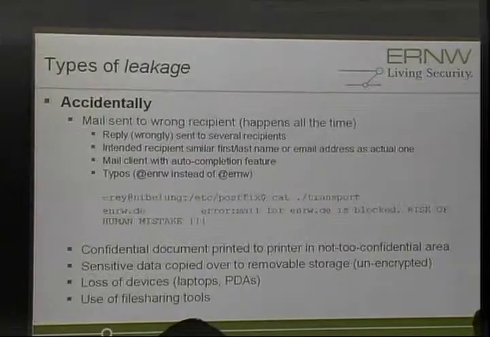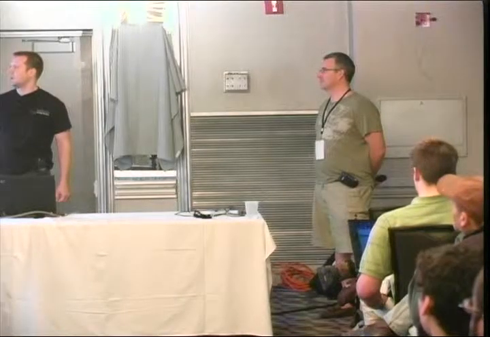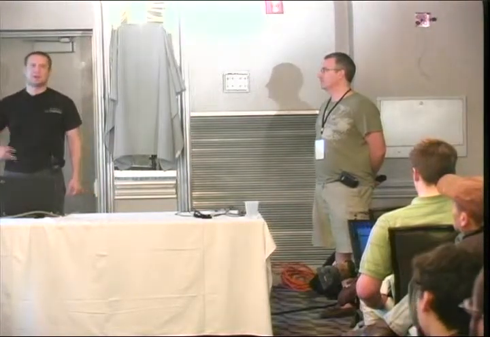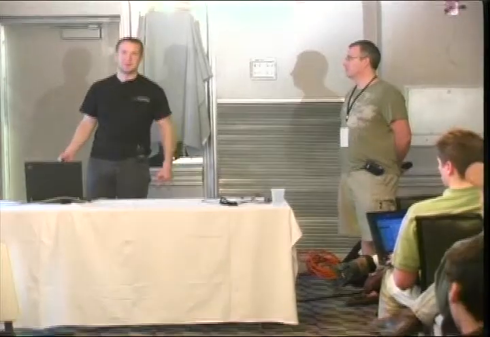This leakage can happen accidentally. The most common case is mails that get sent to a wrong recipient, which happens all the time. It might be you reply wrongly to several recipients. It might be due to autocompletion features. It might be even due to your company name. This is the company I'm running, ERNW, and even for Germans, pronouncing ERNW is a little bit difficult. Most people tend to say ENRW, not ERNW, which means a misspelling in the mail address. There is another organization called ENRW, and they have a catch-all mail address. So once we make a typo within an internal mail, it might end up there. And this has happened in the past.